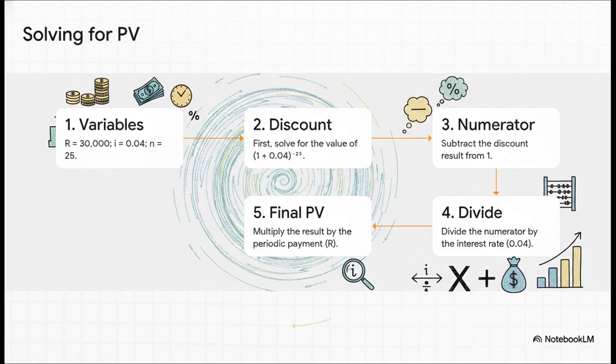All right, let's solve this together, and we have to be very careful with our order of operations here. First things first, we solve what's inside the deepest parentheses. We calculate the discount factor. Then, we take that result and subtract it from 1. After that, we take that whole top part of the fraction and divide it by our interest rate. That gives us our big PVIFA factor. And the very last step is to multiply that factor by the $30,000 annual payment.